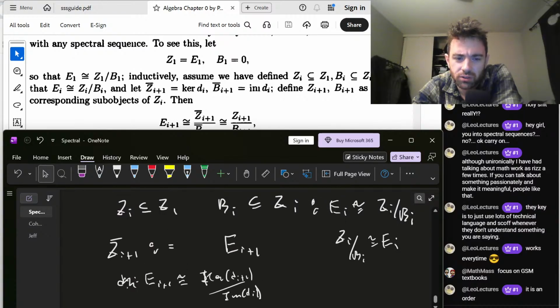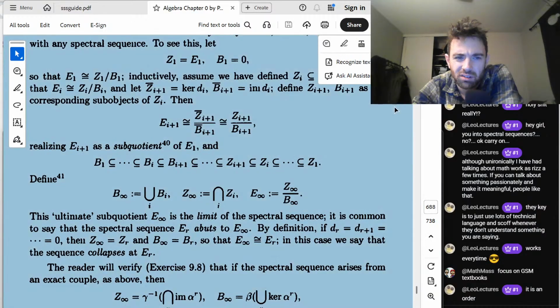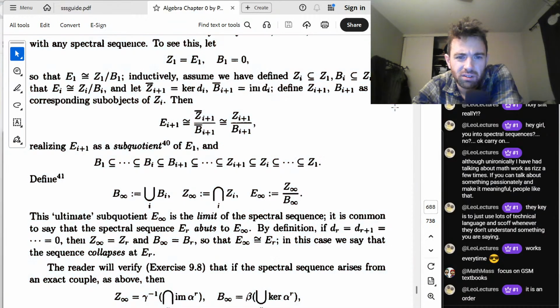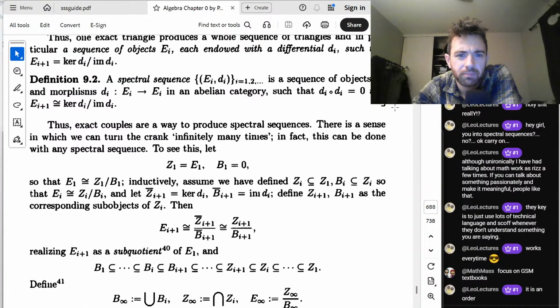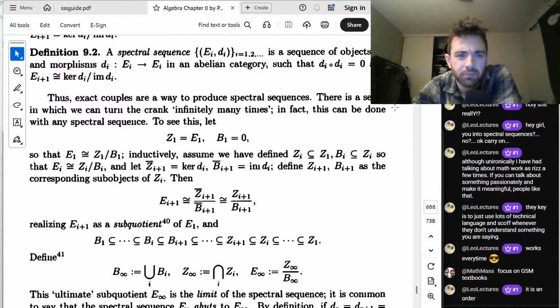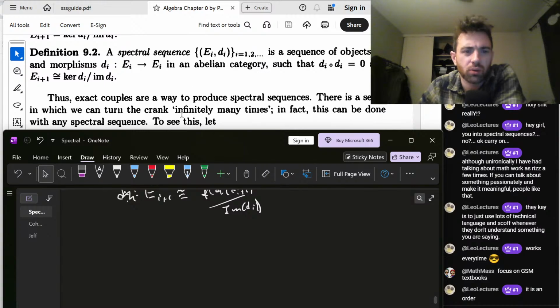So what? Is the corresponding subobjects of Z_i. I don't know why I'm finding this so confusing. Let me just do the very next step from here. So, okay.